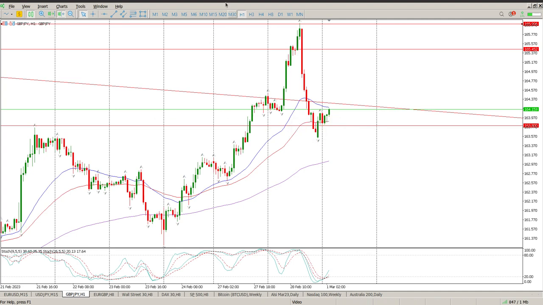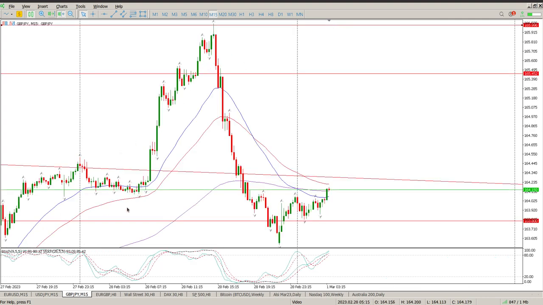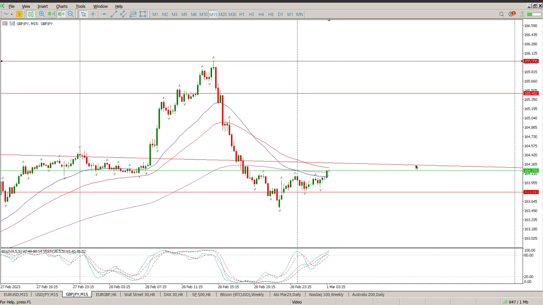So 15-minute is the same thing. Big up, big down, looking like a rejection. So if we're going to reject this area, and it's right where we are at 164315, then you should look for a second move down. So it is a lower high, daily pin bar, etc.